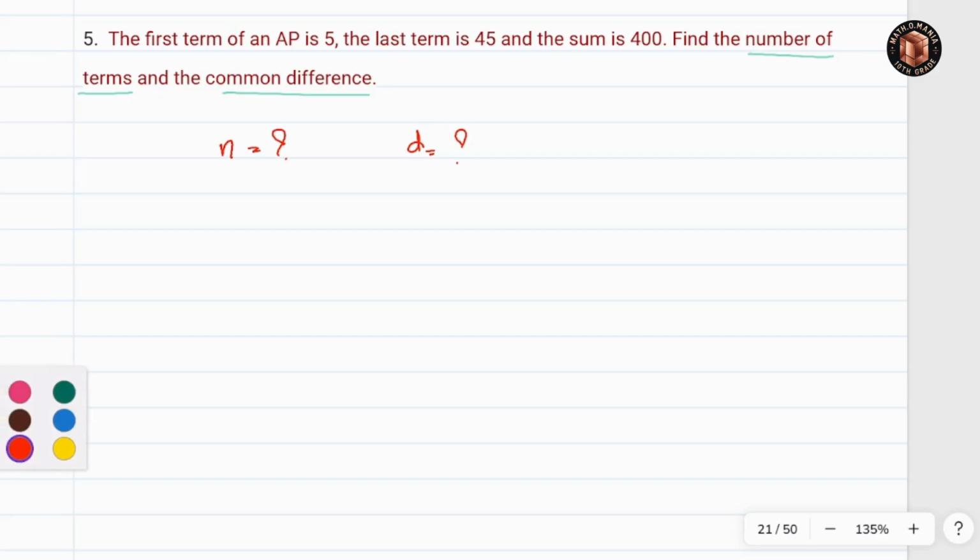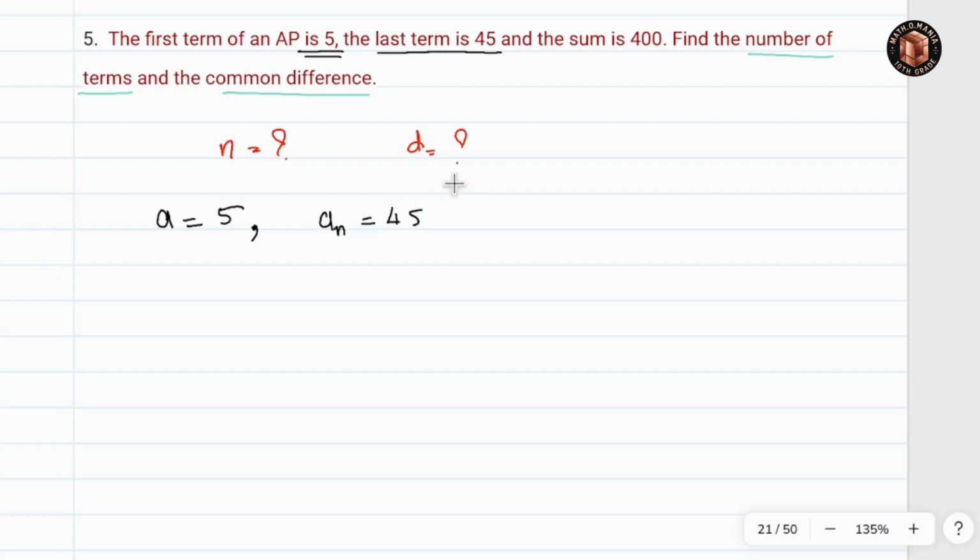So here what all things are given? a is given as how much? a equal to, the first term of an AP is 5. Therefore, a equal to 5. The last term of an AP is 45, which means that an equal to 45. And sum is given as 400. Therefore, sum means what? Sn equal to 400.